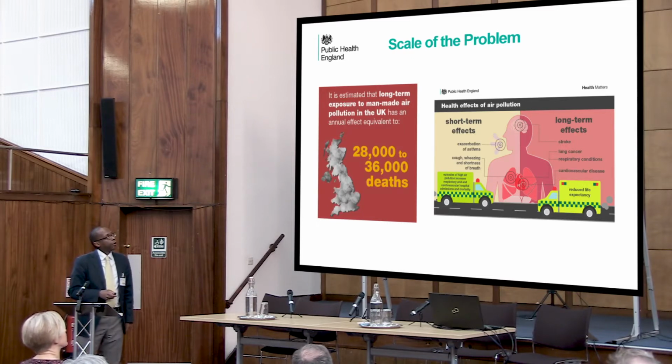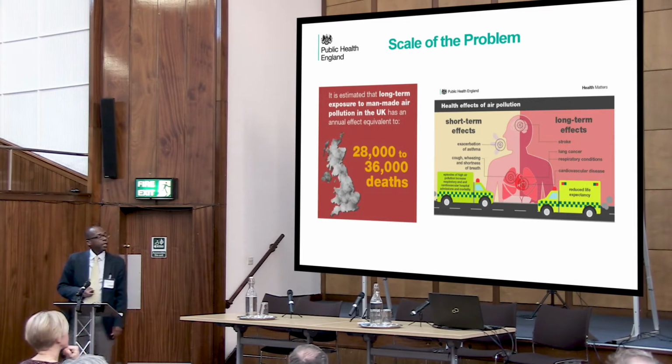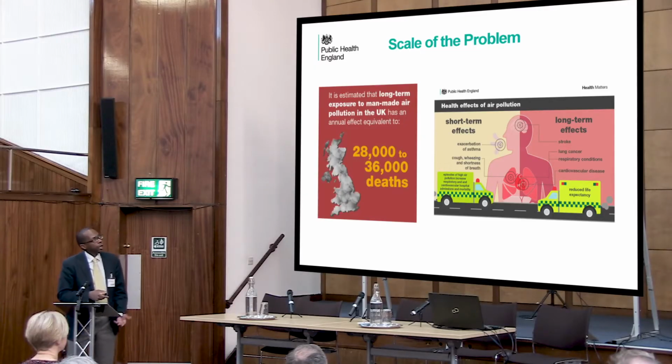So, following on, it was touched upon the scale of the impact from air pollution on health. It's estimated that long-term exposure to man-made air pollution has an annual equivalent effect to 28,000 to 36,000 deaths. We have effects both at the short-term level in terms of exacerbating conditions such as asthma and causing morbidity and increased admissions to hospital through coughing, respiratory and cardiovascular diseases. But we do also have long-term effects in terms of cardiovascular endpoints, stroke, respiratory conditions as well.